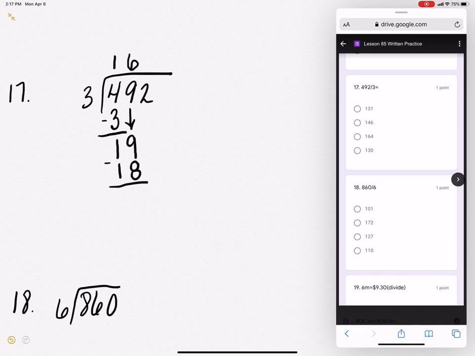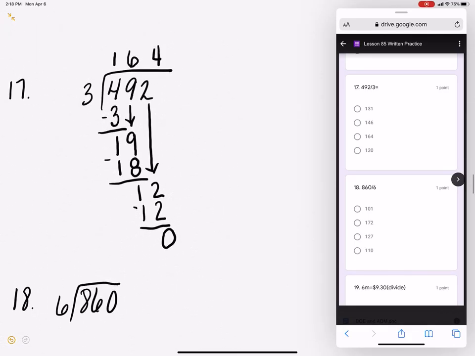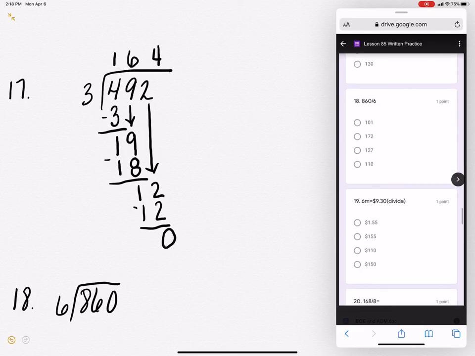9 minus 8, 1. Bring down your 2. 3 times what is 12? We do that one a lot. 3 times 4 is 12. We're subtracting to find out if we have a remainder. Nope. 12 minus 12 is 0. No remainder. The product, your answer is 164.